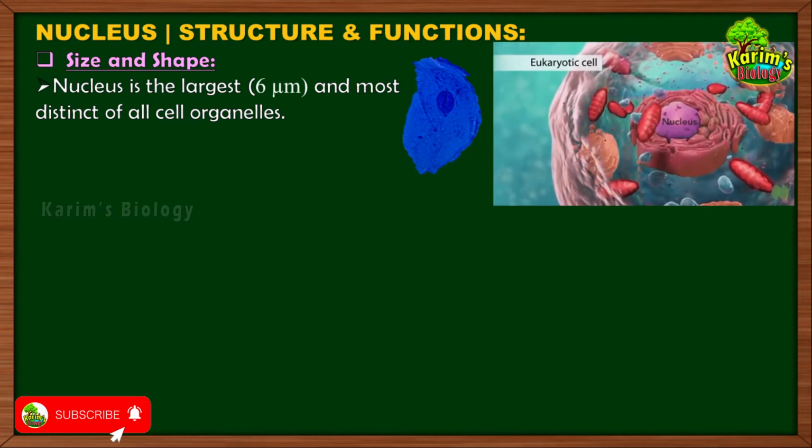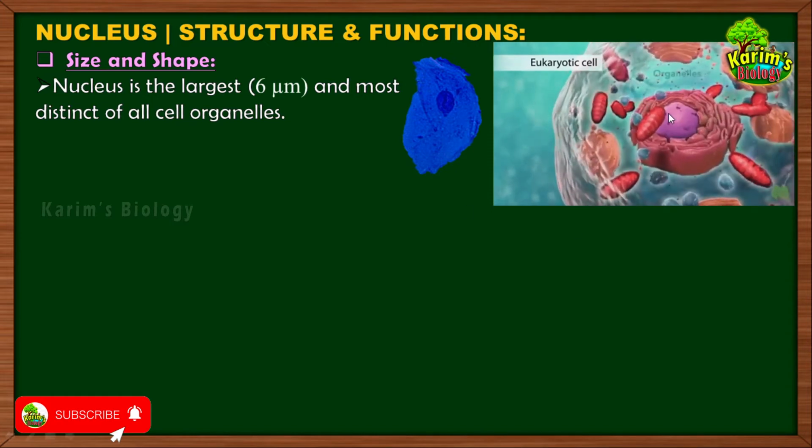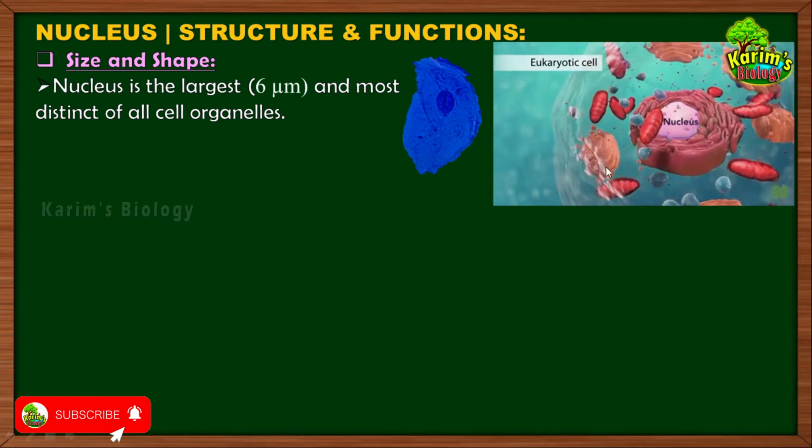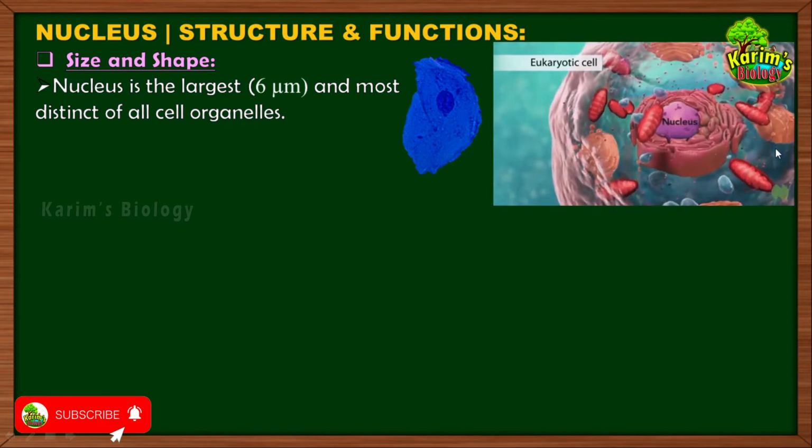You can look at this animation. This is a eukaryotic cell, and this is the nucleus, and these are all the other cell organelles freely floating in the cytoplasm.